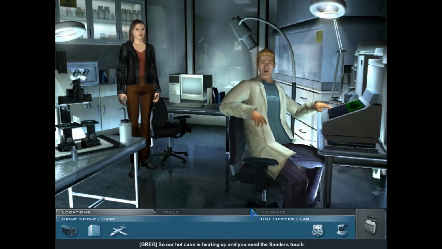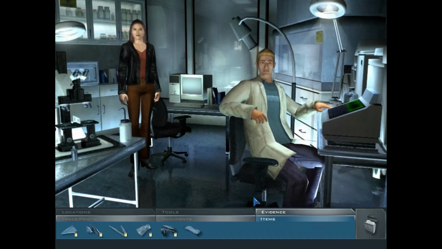So our hot case is heating up, and you need the Sanders touch. Without me, it's all guesswork, right? And Grissom just hates hunches. You know what else Grissom hates? Slow lab work. Hanger rag and the fragment from Gray's home share the same rare cotton germplasm. The species is definitely of Ecuadorian origin.